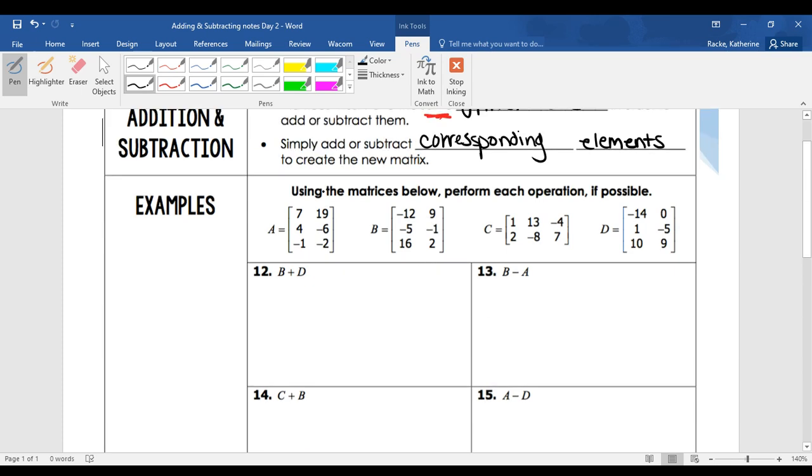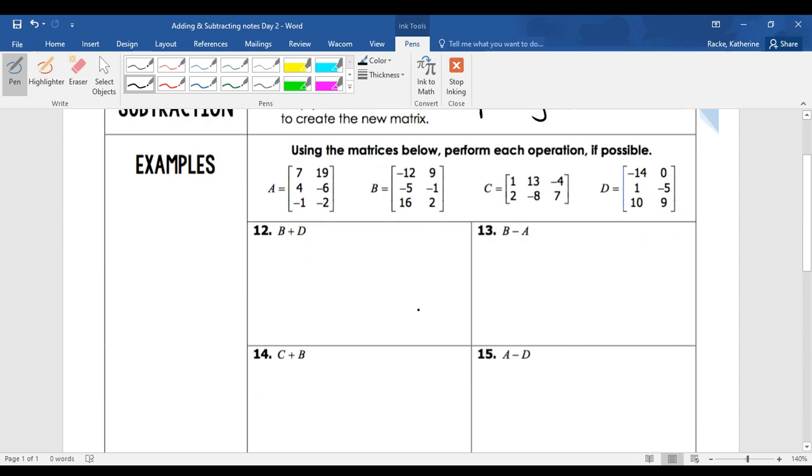So if we're going to be using these matrices below, we need to perform each operation if possible. They gave us A, B, C, and D for 12. It says that we need to add B plus D. So let's see if we can add them. B is a 3 by 2. And D is also a 3 by 2. Because they have the same dimensions, we are able to add them. So we'll go ahead and do that.